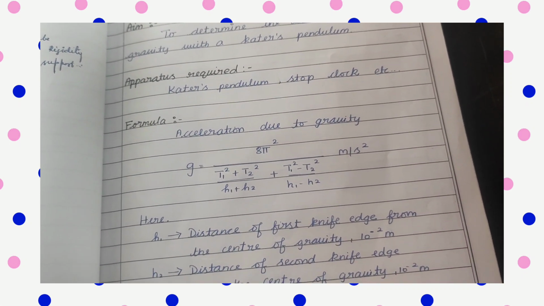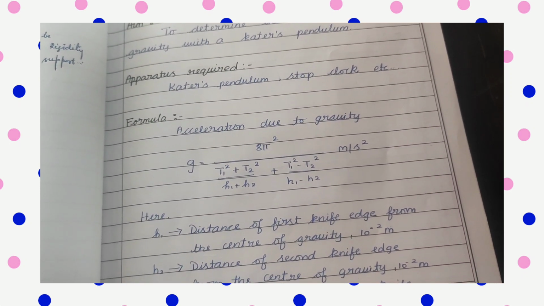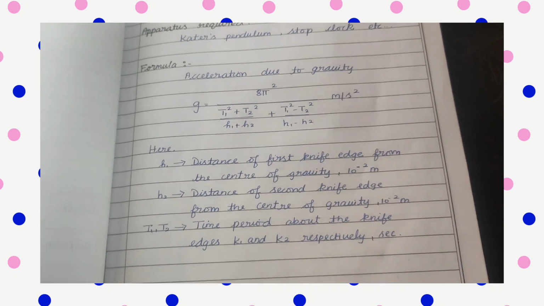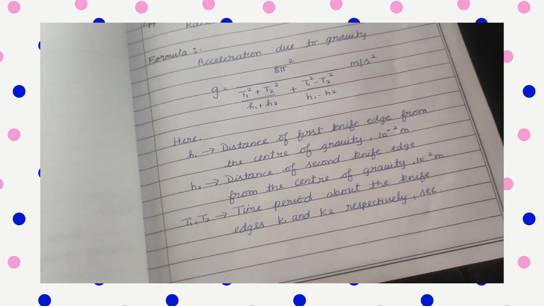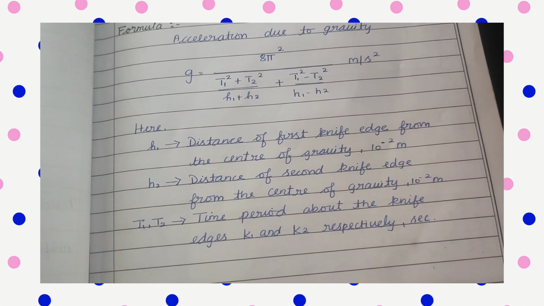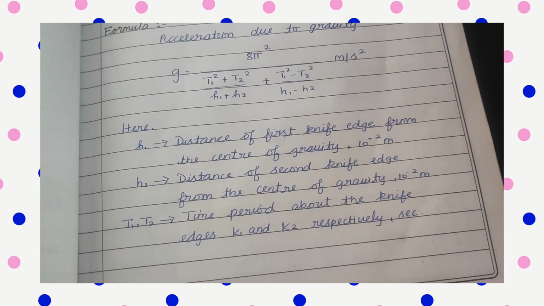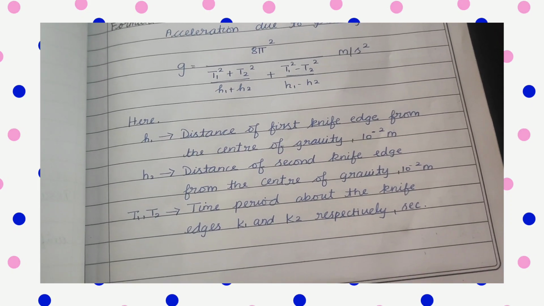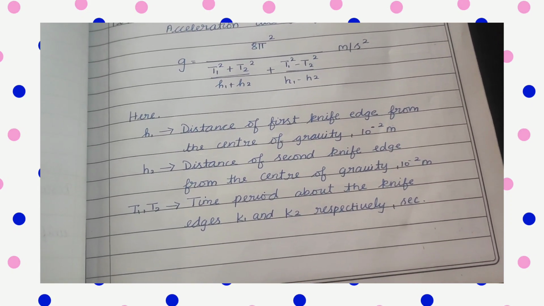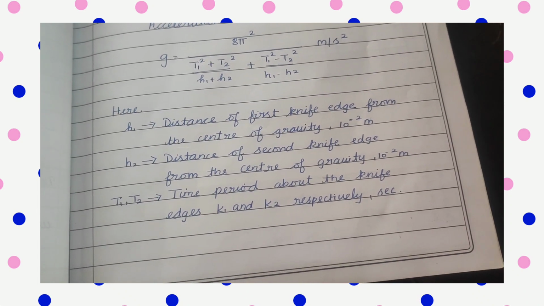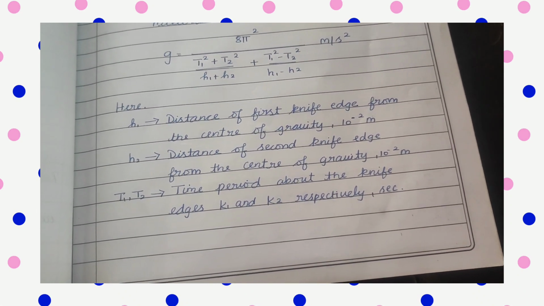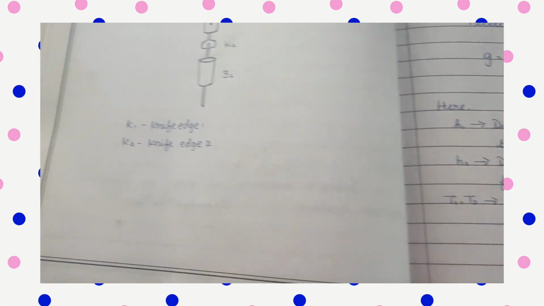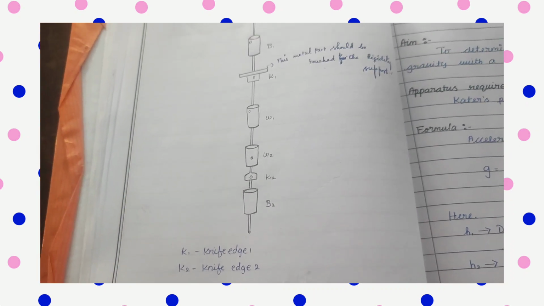The formula for finding acceleration due to gravity is g equals 8 pi square divided by [(T1 square plus T2 square) divided by (h1 plus h2) plus (T1 square minus T2 square) divided by (h1 minus h2)]. Here h1 is the distance of the knife edge from the center of gravity, and T1 and T2 are the time periods of oscillation. This is the definition of the formula parameters.